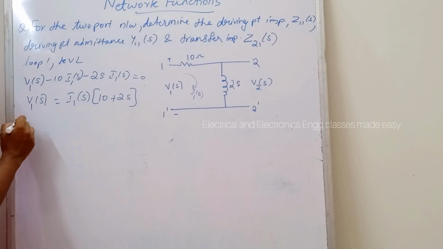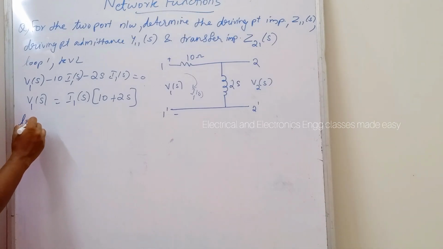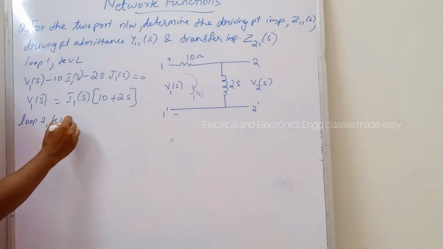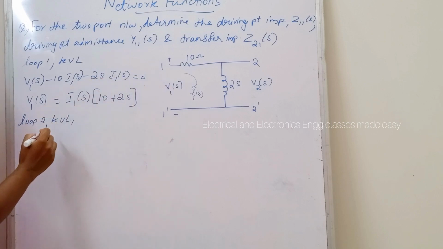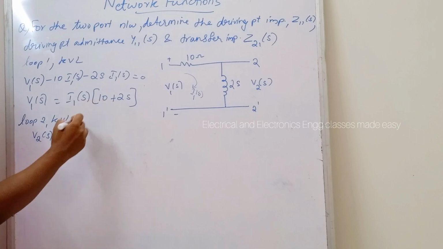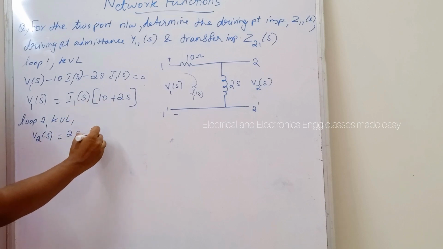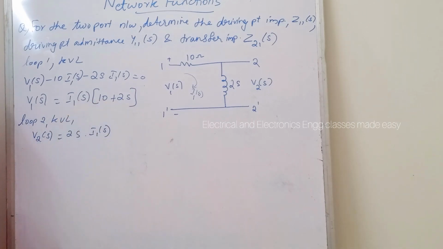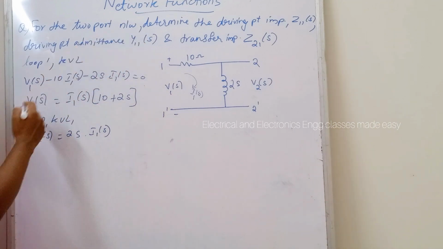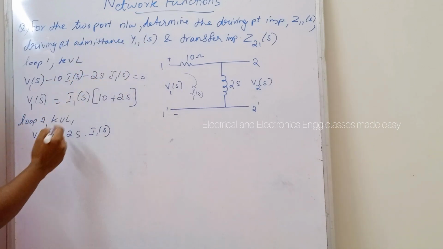Then applying KVL for the loop 2. So what will be V2 of S? V2 of S is equal to 2S into I1 of S. Now we can find the values of Z11, Y11, etc.